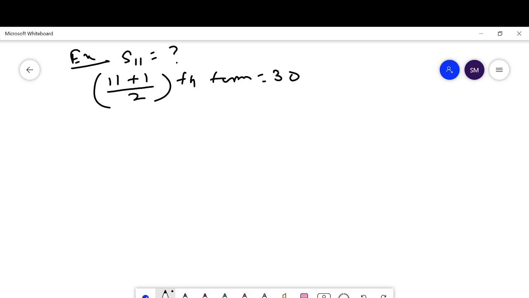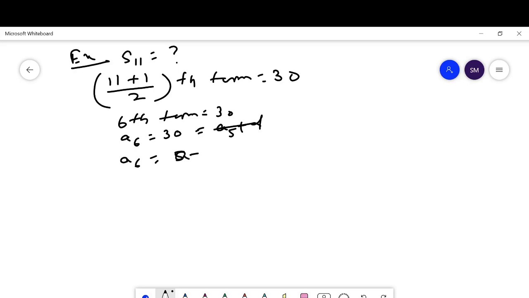This means this is the sixth term. The sixth term is equal to 30, meaning a of 6 is equal to 30. What is a of 6? The sixth term, a6, is equal to a plus 5d. So a plus 5d is equal to 30.